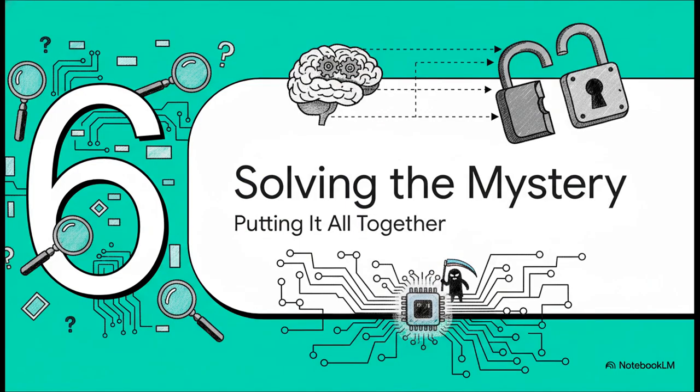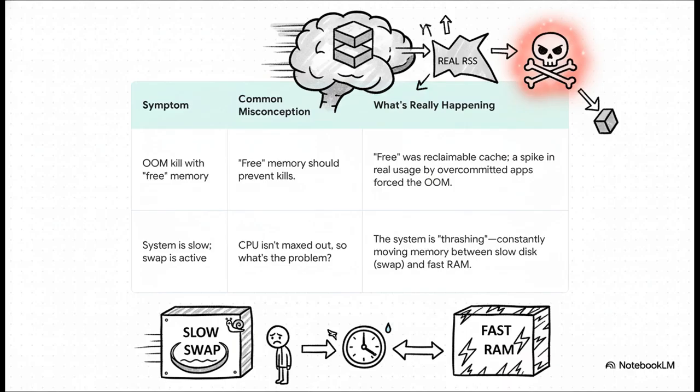All right, we've gathered all the clues, we have our concepts in place. Let's put it all together and go back to our original question and finally, definitively, solve this mystery. This table just lays it out perfectly. Let's look at these two classic scenarios. First, the OOM kill. When you see free memory, you now know that free memory was actually the page cache. But if a bunch of apps all suddenly demand the memory they were promised, their RSS spikes, eating up all the real RAM and the cache. The kernel's hand is forced, and it has to act.